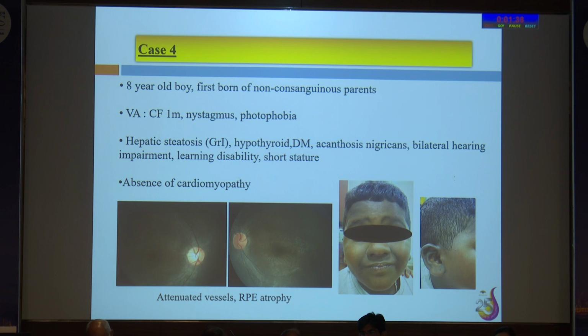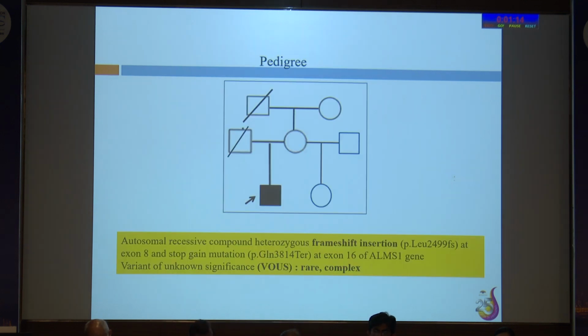This is an 8-year-old boy born of non-consanguineous parents, and the reason for doing genetic testing was that the parents wanted to know if the half-sibling of this child would suffer from similar features. He had attenuated vessels and RPE atrophy on fundus examination, and systemically hepatic steatosis, hypothyroidism, and endocrinal abnormalities, but there was an absence of cardiomyopathy.